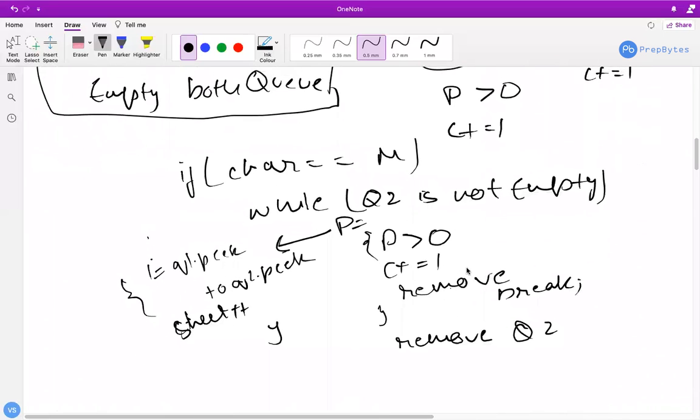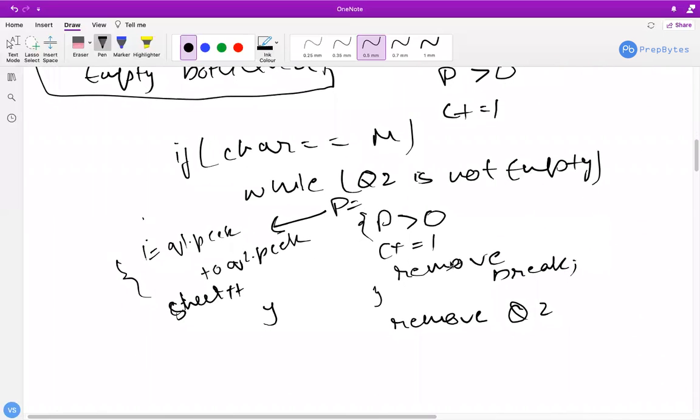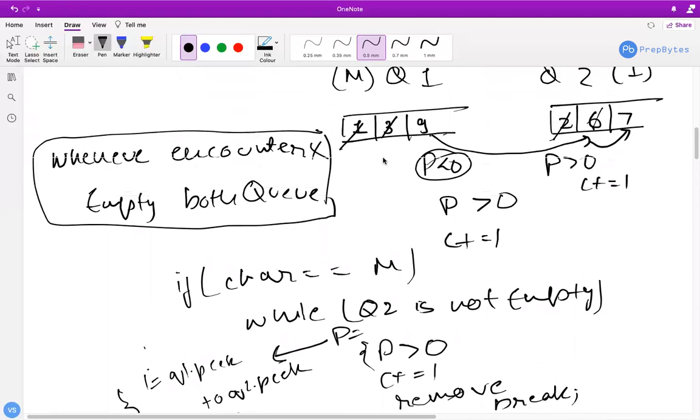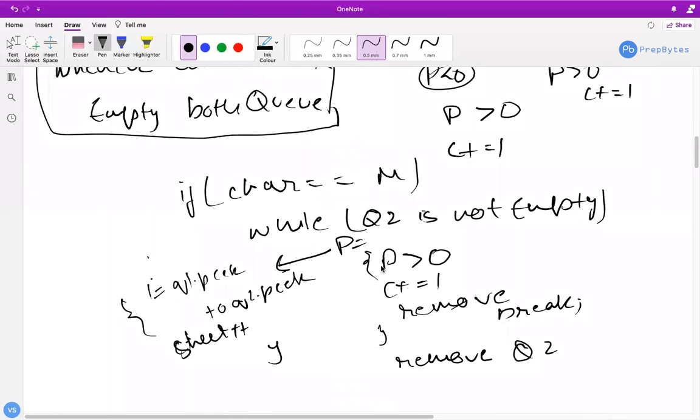Now, the whole thing I have told you, every approach: in this approach I have told you everything, what we will do, how we will use this q1, and how we will use this q2. Again, the same thing we will perform for q2 also. When we encounter I, then q1 will be checked. When we encounter m, then q2 will be checked.